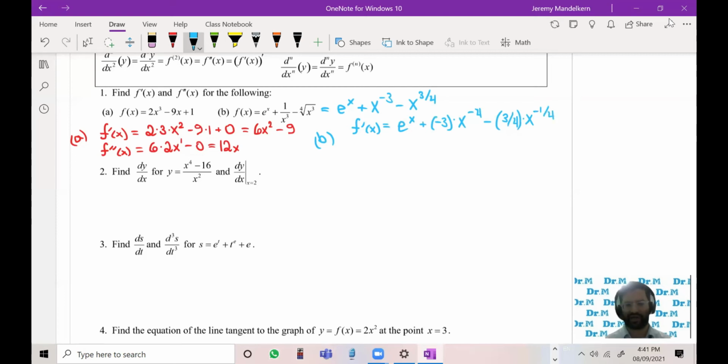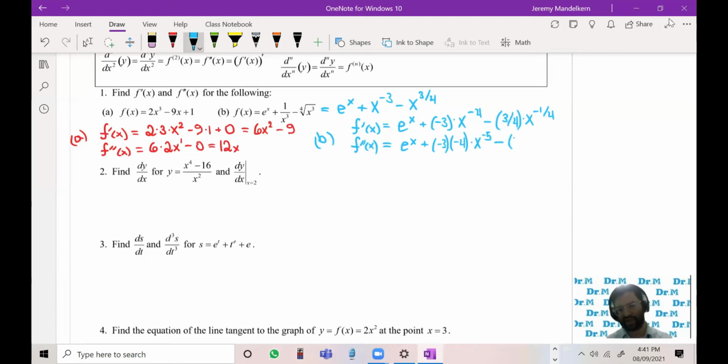We could leave our answer like this or try to simplify it a little bit. Here, I propose to just leave it this way. And maybe when we compute f double prime of x, it'll be that much easier, still having powers rather than roots. So the derivative of e to the x again is still e to the x. And now we'll have a plus. We have -3 times -4 times x to the minus 5.